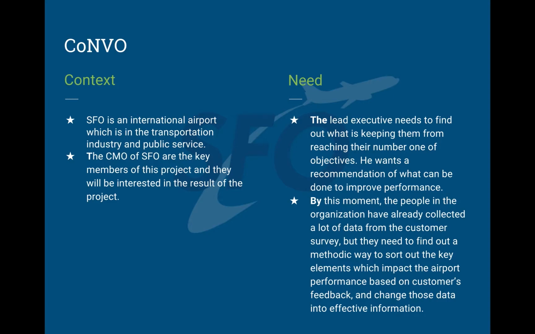And for need, this part includes the objectives and the process of how we're going to achieve the objectives. The lead executive needs to find out what's keeping them from reaching their number one objective. He wants a recommendation of what can be done to improve the performance. By this moment, the people in the organization have already collected a lot of data from the customer survey, but they need to find a methodical way to sort out the key elements which impact the output performance based on customers' feedback and change those data into effective information.